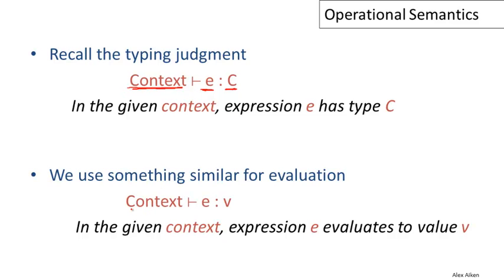We will show that in some context, now this is going to be a different kind of context than we had in typing. So this is going to be an evaluation context as opposed to a type context, and so what goes in the context will actually be different. But for the moment, all that really matters is there's some kind of a context, and in that context, we're going to be able to show that some expression evaluates to a particular value v.